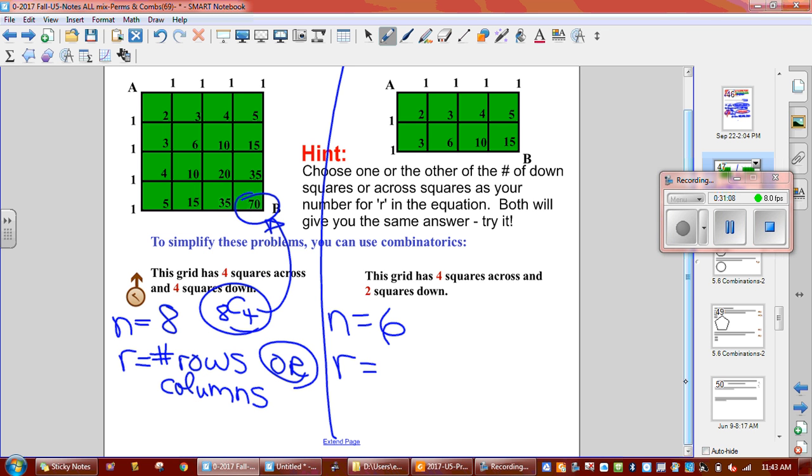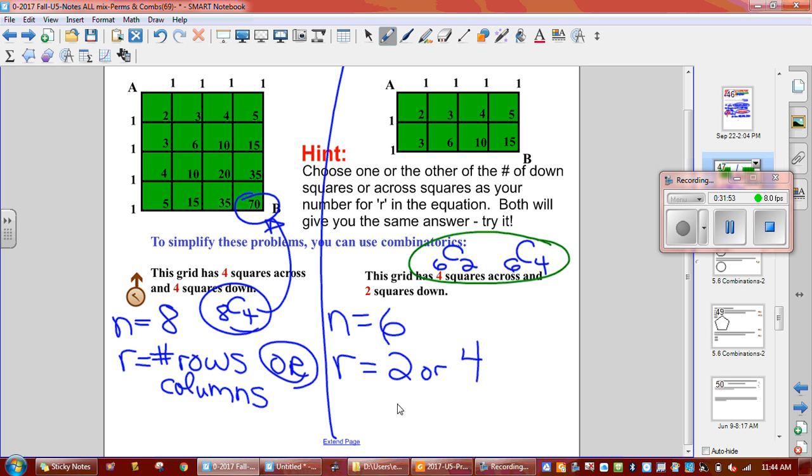So 2 or 4. Now, I want you to type in 6C2 and 6C4 and see what you get for answers. Please type both in separately and see what you get for an answer. Okay, so 6C2 and 6C4. Please type these in to see what you get for answers. Why is that? Everybody should get the same answer.